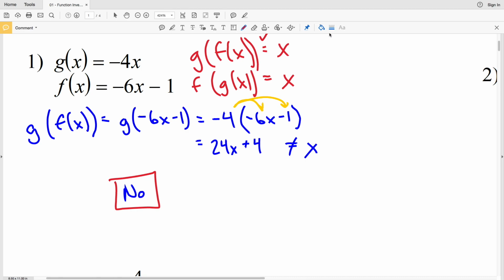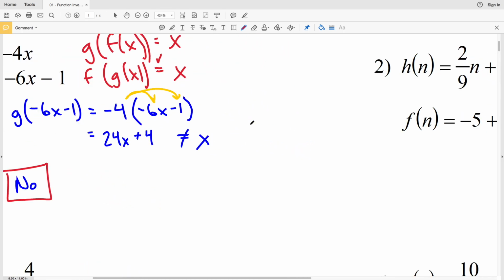And before moving on, I want to note that when we're testing to see if functions are inverses of one another, we have to complete both ways. Both ways, g of f of x or f of g of x, have to equal x. But as soon as you can show that one way does not equal x, you do not have to also show that the other way does or doesn't equal x. Because once either g of f of x or f of g of x does not equal x, then it's not an inverse. So let's continue on to number 2.